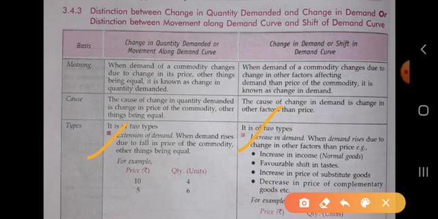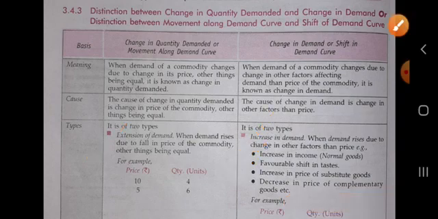When demand rises due to a fall in its price, with other factors remaining constant, it is called extension of demand. And increase in demand is when demand rises due to a change in other factors than price. It is because of an increase in income, a favorable shift in taste, a decrease in the price of substitute goods, an increase in the price of complementary goods.